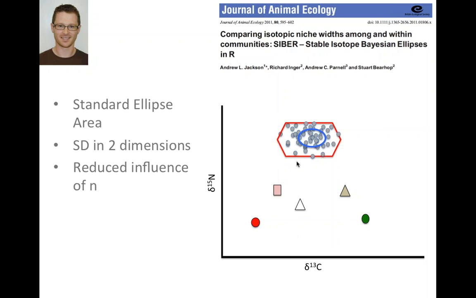What that does is reduce the influence of sample size. It's a better measure of the realized niche, and you reduce the influence of outliers on your measurement.